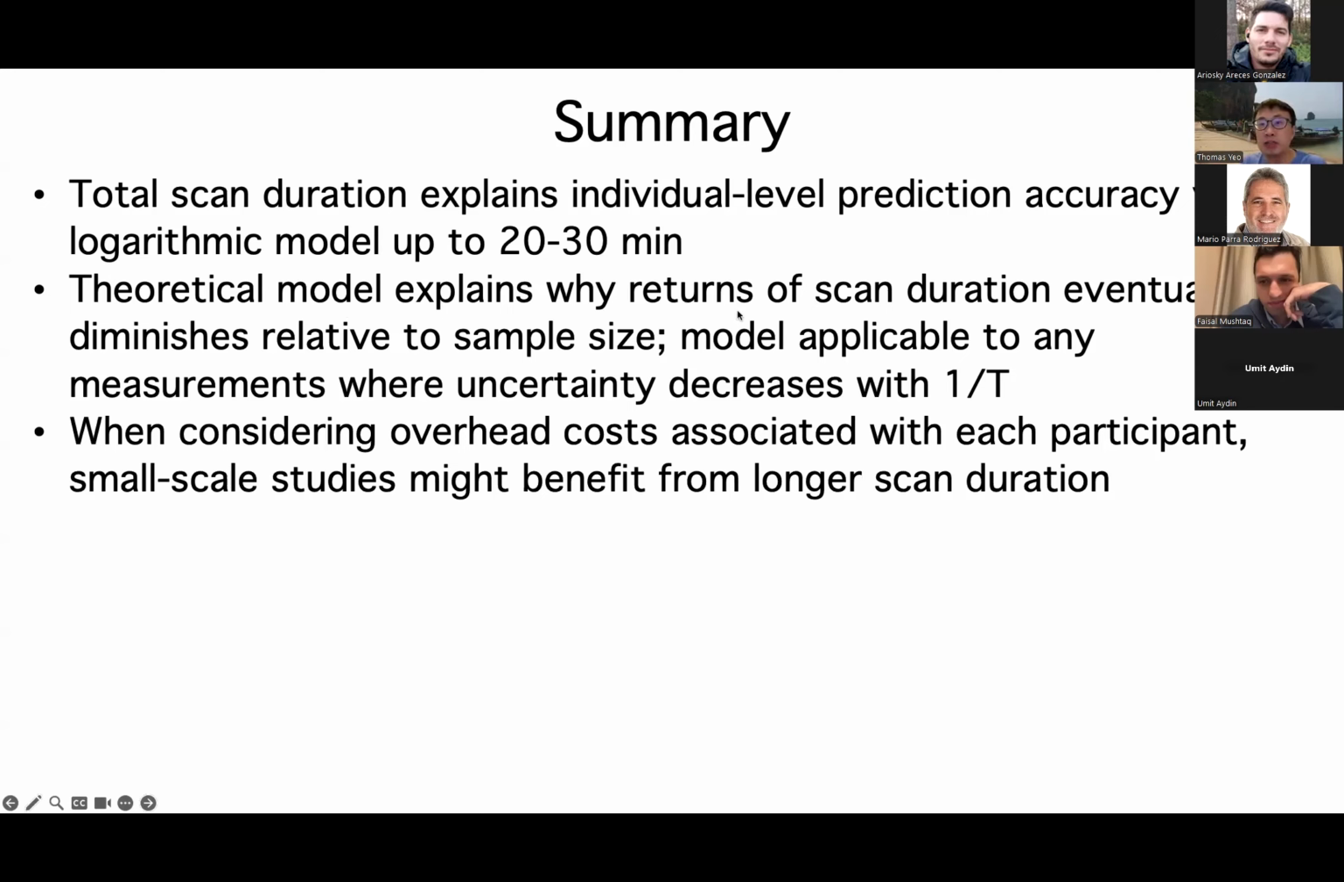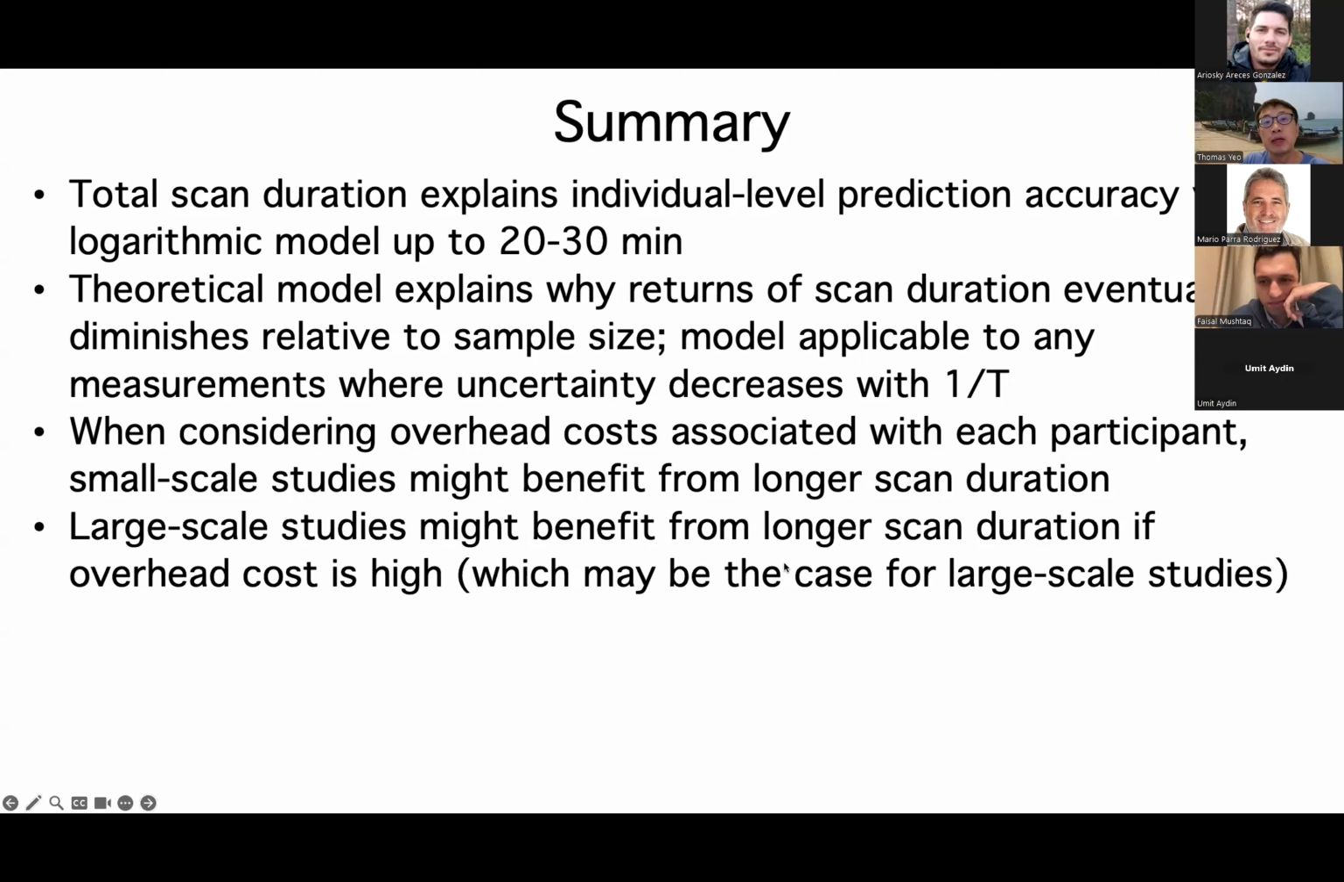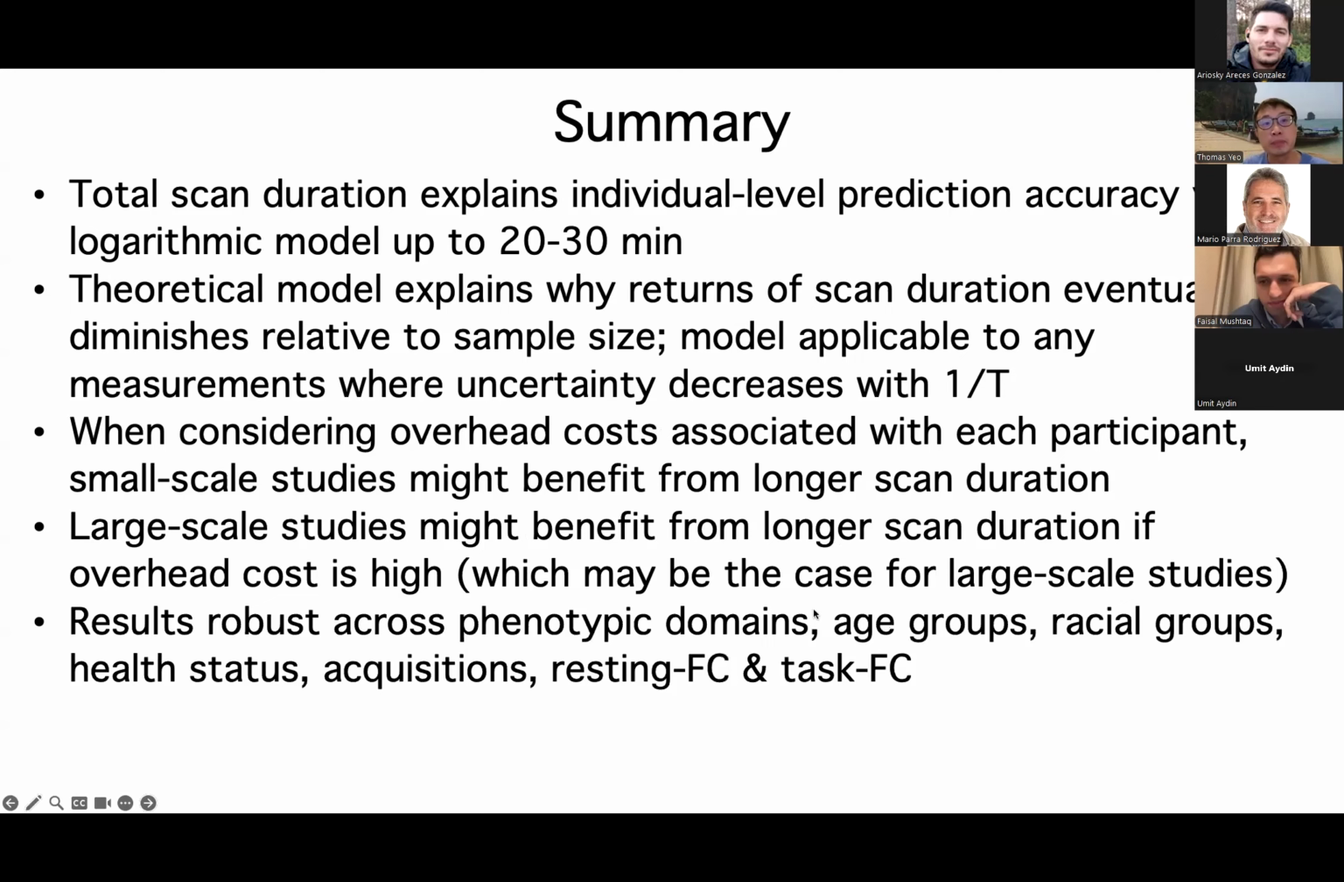When considering fixed cost per participant, small-scale studies benefit from longer scan duration than typically assumed. Even large-scale studies might benefit from longer scan duration if the overhead cost is high. And this may be likely because for a very large-scale study, you have multi-site data collection, so we have these additional overhead costs associated with additional participants.